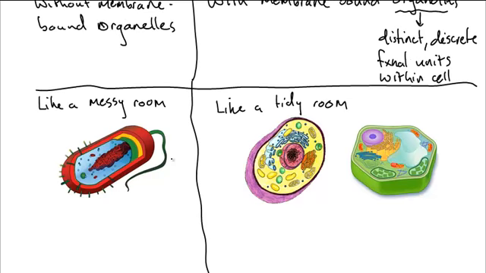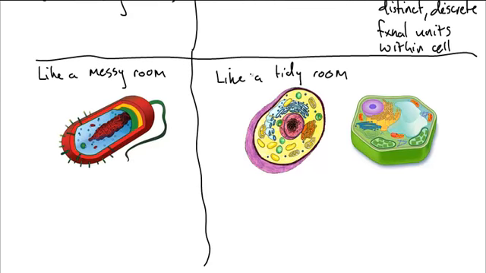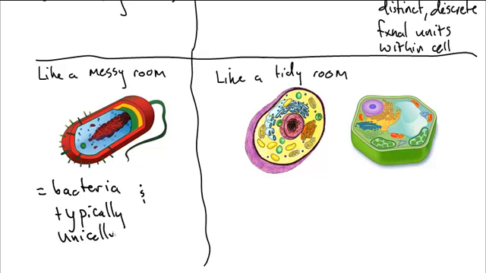And our examples of prokaryotic cells mostly are bacteria, and these are typically unicellular. And by unicellular, we mean they're kind of loners. They hang out on their own. They don't need others to function.